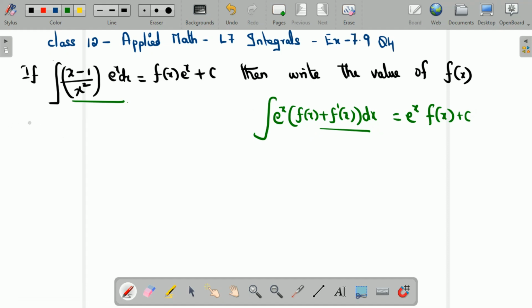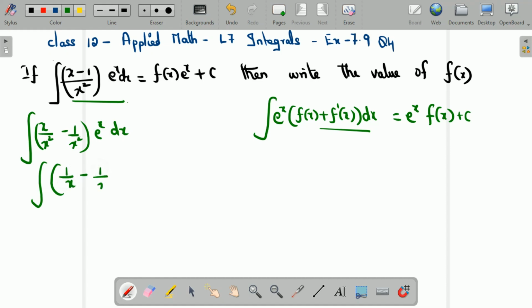So first, let's make some small modifications here. The integral of this particular expression, I'm breaking it as x/x² - 1/x² into e^x dx. Now this I can simplify as the integral of (1/x - 1/x²) e^x dx. Now if you put f(x) equal to 1/x, let's confirm that.